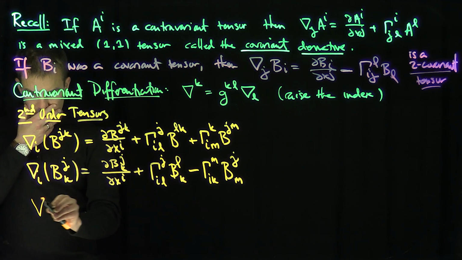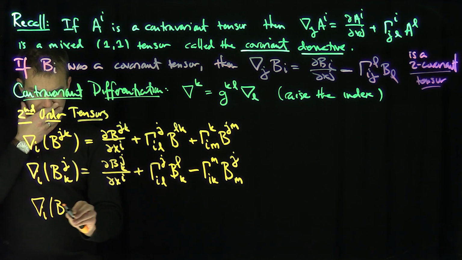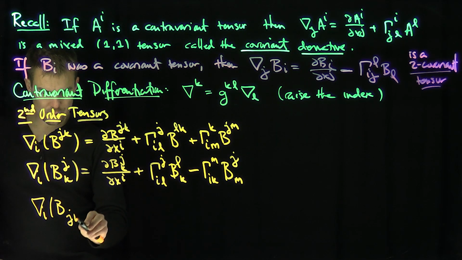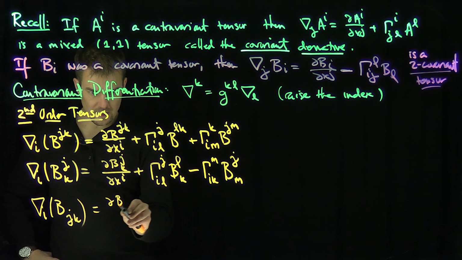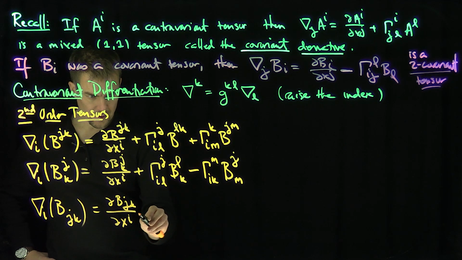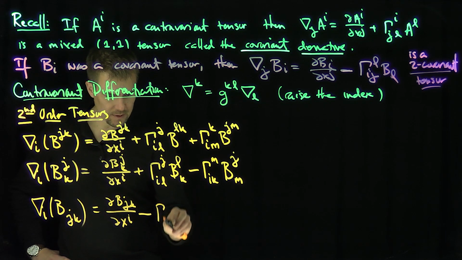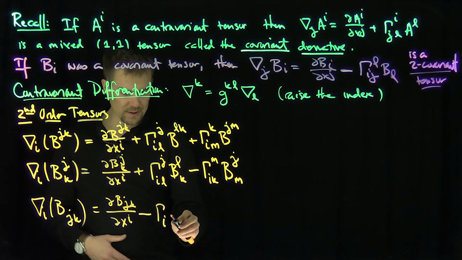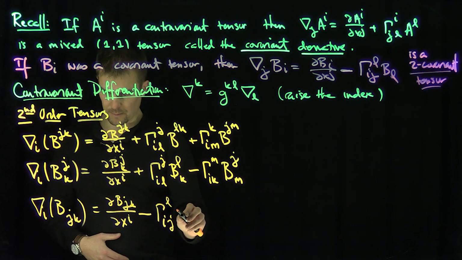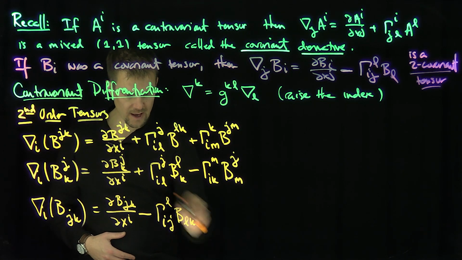If I wanted to do a covariant derivative over here of b_{jk}, so two covariant terms, you'd have ∂b_{jk}/∂x^i, then minus Γ^l_{ij}, and since we're on the bottom index over here, I'm going to substitute one of the j's, with l for the dummy index, b_{lk}.